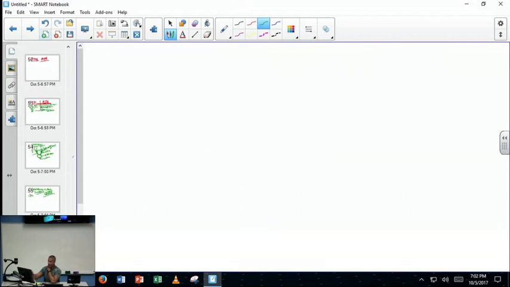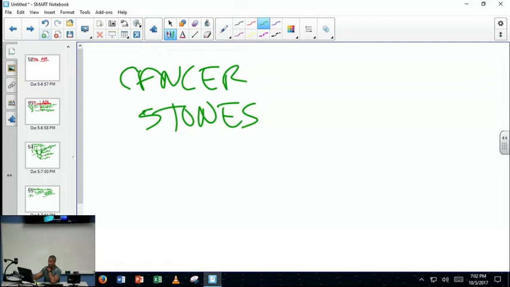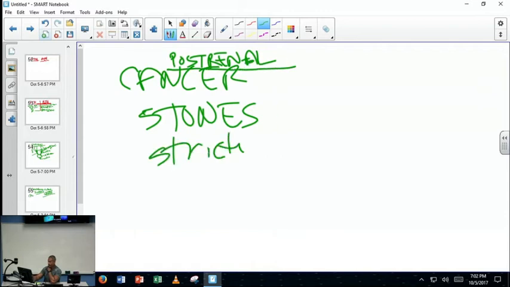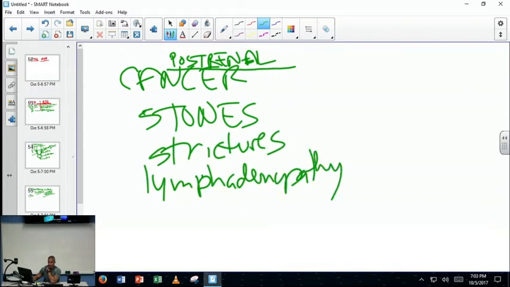Let's make this a lot simpler because this is really not that hard. So we're talking about cancer, stones, strictures, lymphadenopathy. Yes, unfortunately, with severe Hodgkin's lymphoma or non-Hodgkin's, if the lymphadenopathy is that bad, you can actually get blockage of one of these organs, of the ureters. It can happen. So post-renal, this covers a lot of the causes right here: cancer, stones, strictures, and lymphadenopathy.